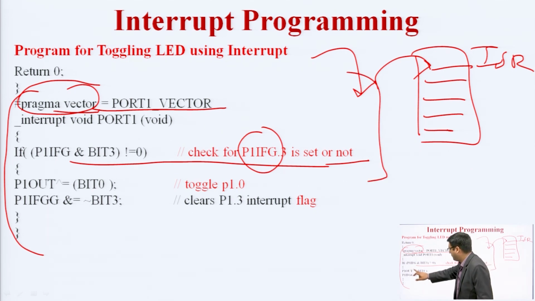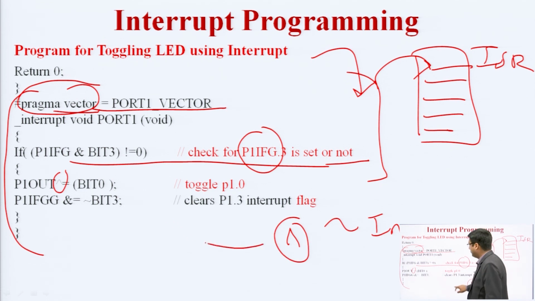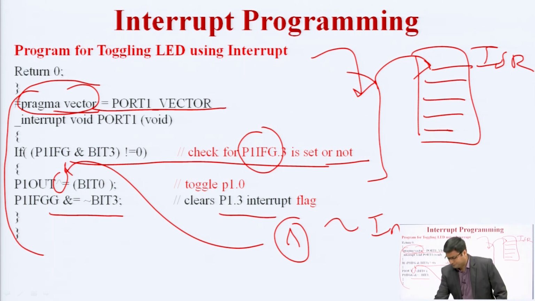How can we do that? We will use this sign. This means toggle, and this means invert. So we will use this sign to toggle the LED. After that, with P1IFG, we again clear the interrupt flag.